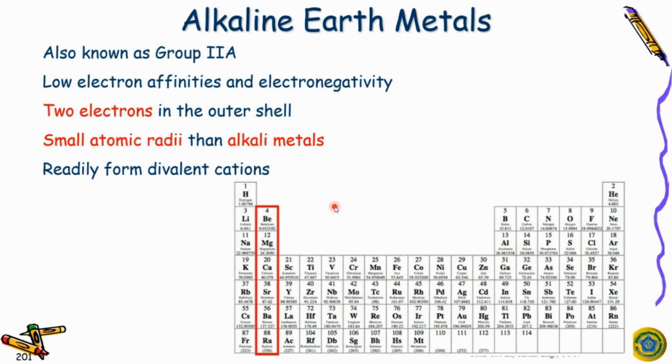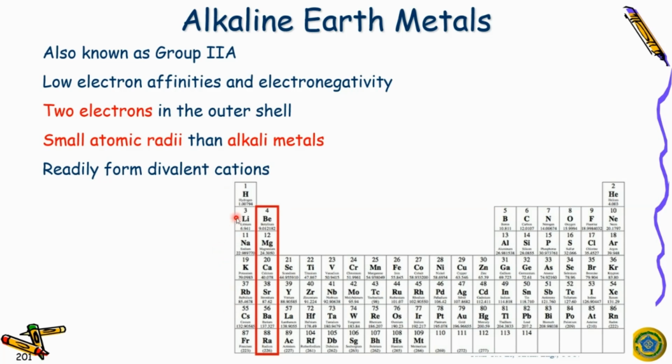The second column is alkaline earth metal, also known as group 2A. They have low electron affinities and low electronegativities, and we are going to talk about electronegativity later. Of course, there are two valence electrons, two electrons in the outer shell here, and a smaller atomic radius than alkali metals. This atom will be smaller than this one. Why? We know for the quantum number, this is n equal to 1, n equal to 2, 3, 4, 5.